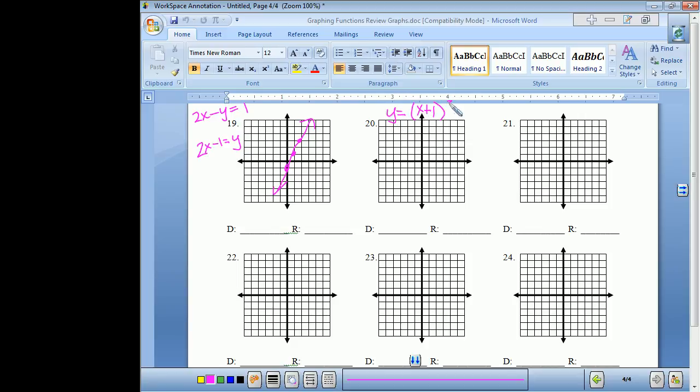All right, x plus 1 cubed plus 2. Left 1 up 2. Normal moves. Negative 1 cubed is negative 1. Negative 2 cubed is negative 8. Positive 1 cubed is 1, and that's all that will fit on my graph.